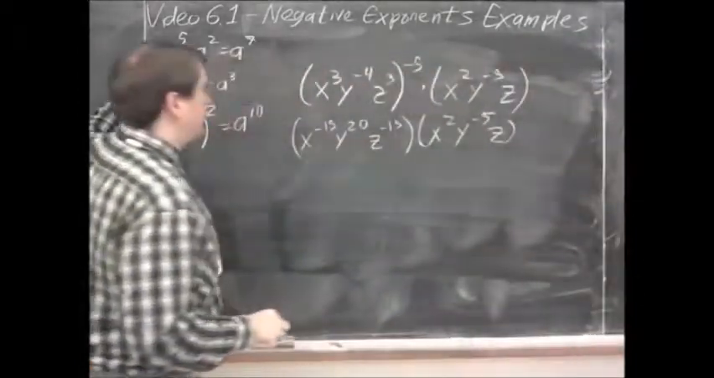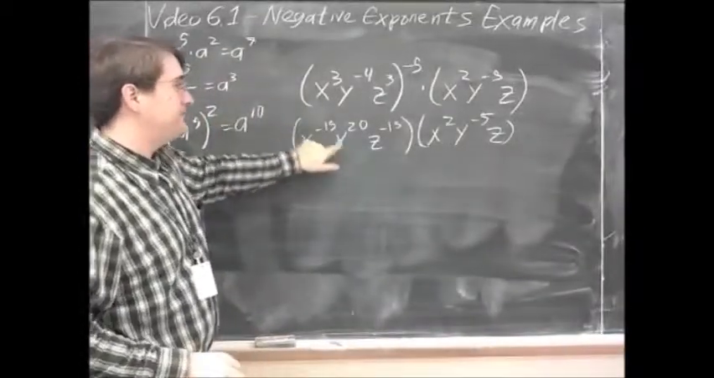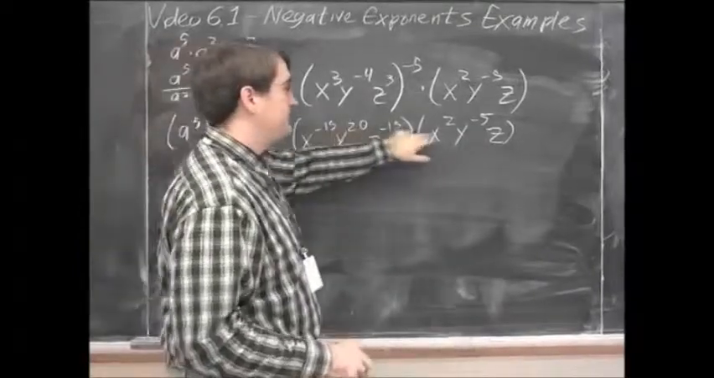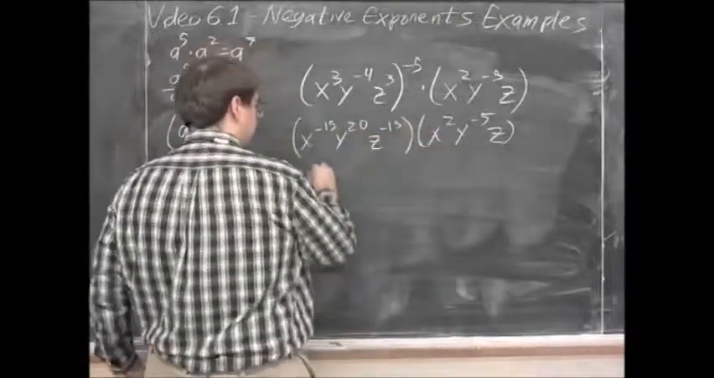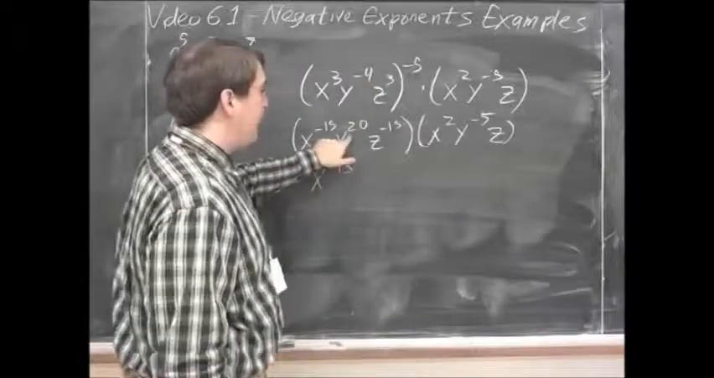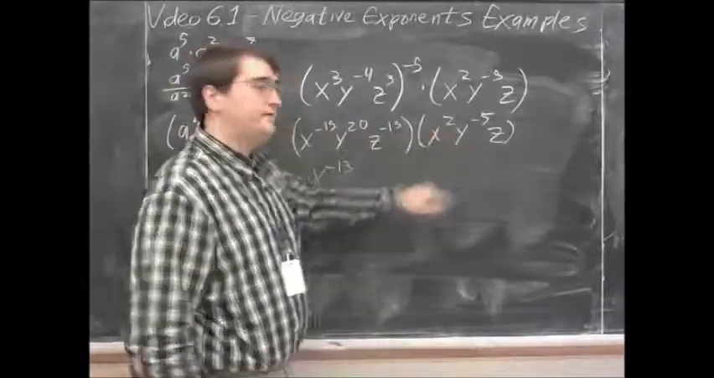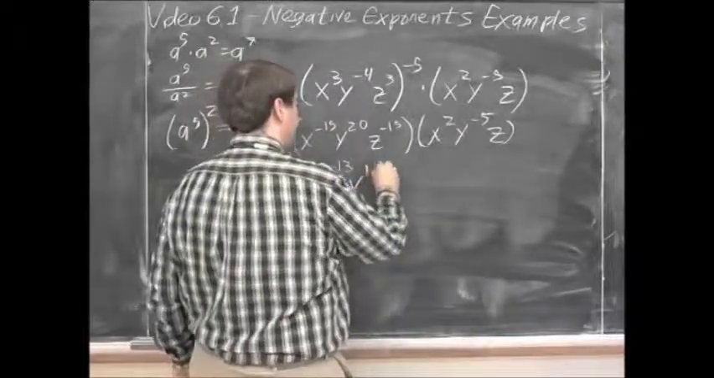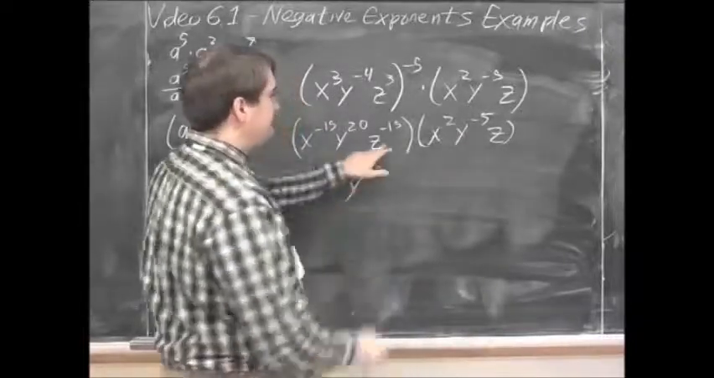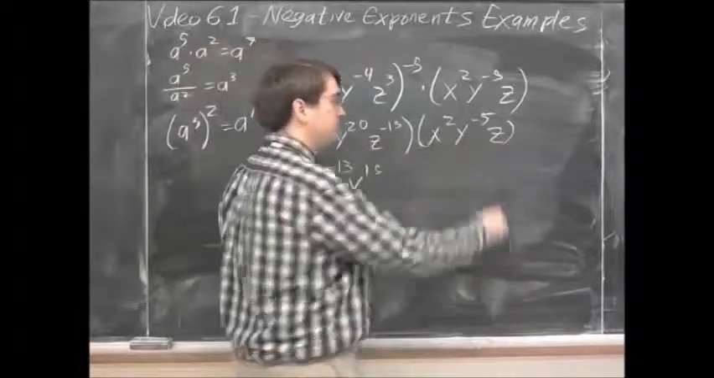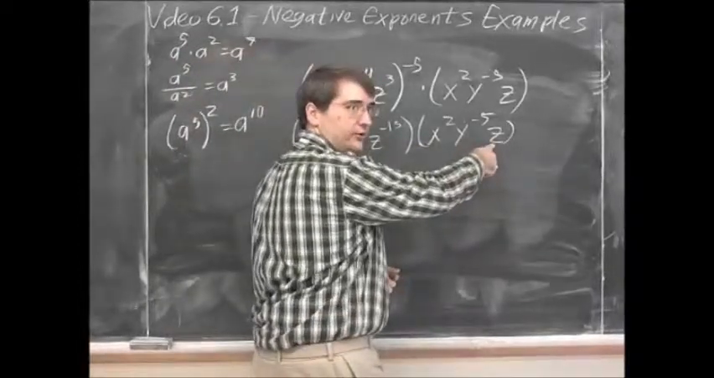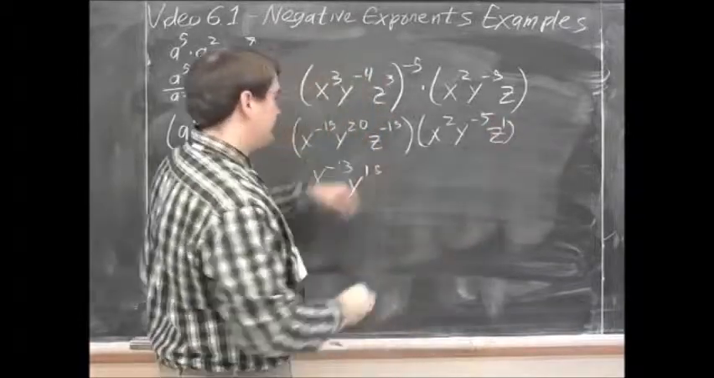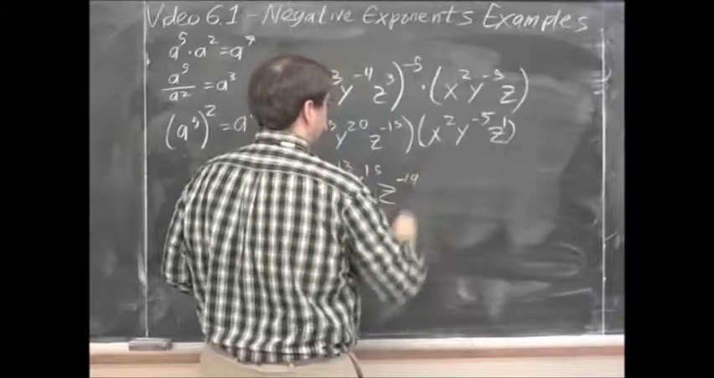But now I can use this property, because I have x to the negative 15 times x to the 2. That gives me x to the negative 15 plus 2, so x to the negative 13. Y to the 20 times y to the negative 5: 20 plus negative 5 is 15. Then z to the negative 15 times z. What power is there if there's no actual power written? It's 1. So this would be z to the negative 14.